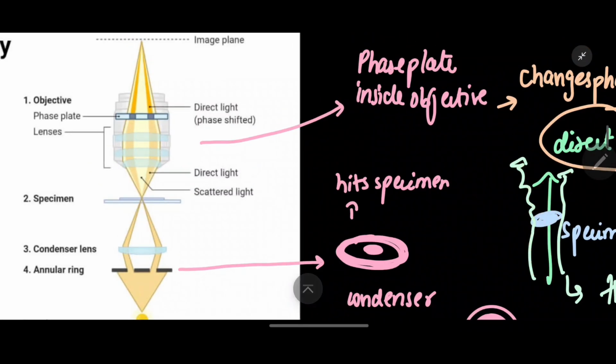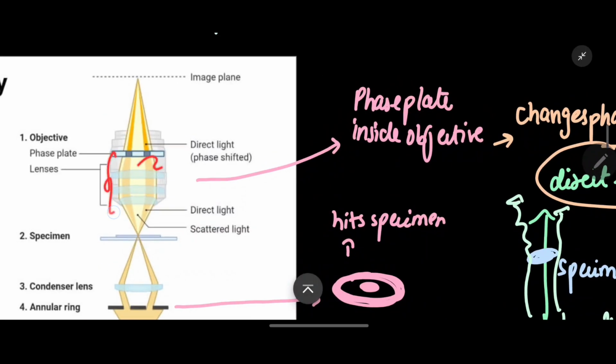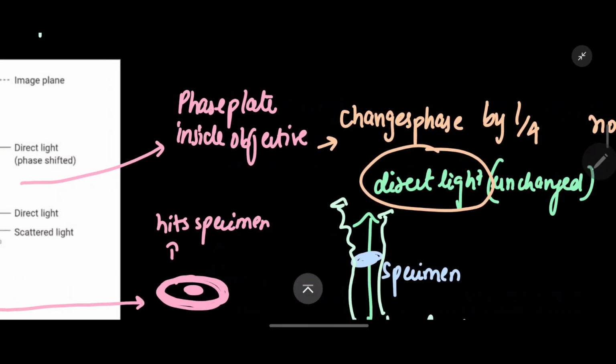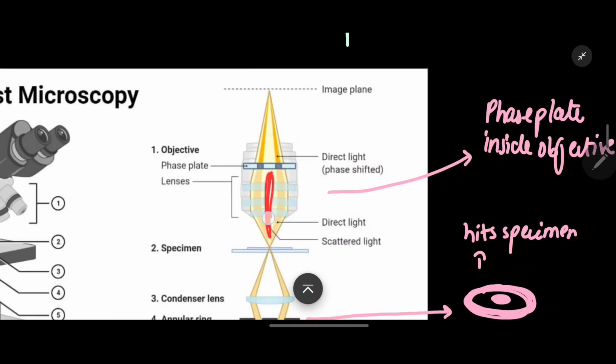Now the special part about this microscope is, before the objective we have a thing called a face plate. The face plate is going to be embedded inside this objective. So this face plate is going to take this direct light. You can see that the face plate also has kind of an annular ring. So the direct light will pass through this.